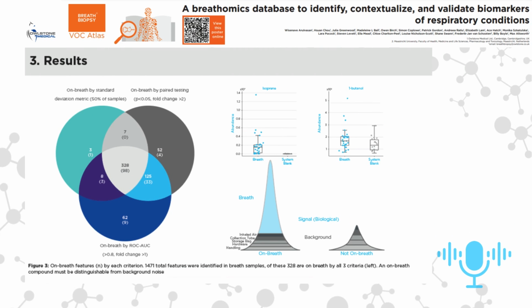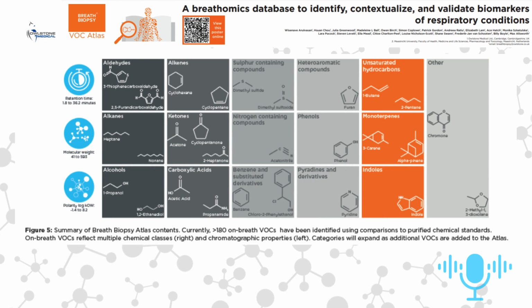In total, 1,471 features were identified in the breath samples, and 328 of these were classified as on-breath by our 3 analytical metrics. Currently, more than 180 on-breath VOCs have been identified using comparisons to purified chemical standards and have been added to the Breath Biopsy VOC Atlas. These compounds include aldehydes, alkenes, alkanes, alcohols, carboxylic acids, and many more. These categories will expand as additional VOCs are added to the atlas.